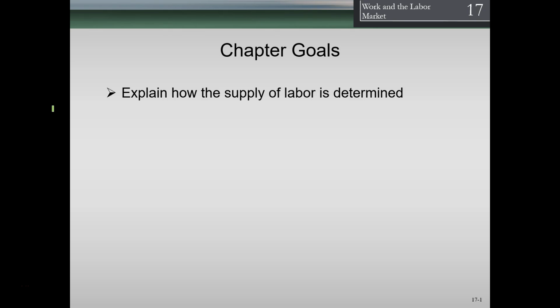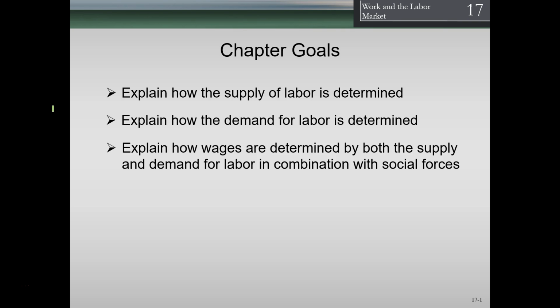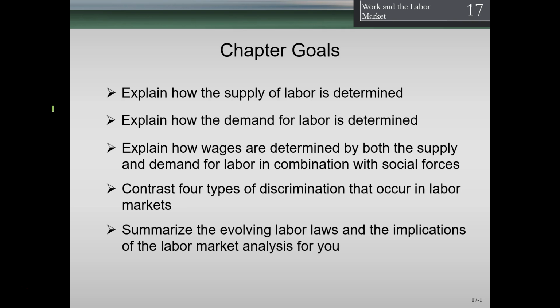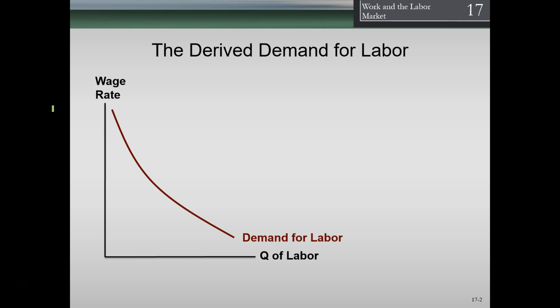Hello, in this lecture we're going to continue our discussion of work and the labor market, chapter 17. Remember that the goals are to explain how the supply of labor is determined, explain how the demand of labor is determined, that's where we're going to start off in this lecture, explain how wages are determined by both the supply and demand for labor in combination with social forces, contrast four types of discrimination that occur in labor markets, and summarize the evolving labor laws and implications of the labor market analysis for you.